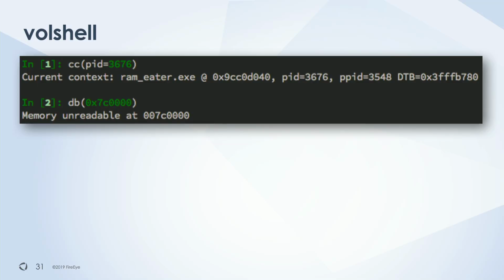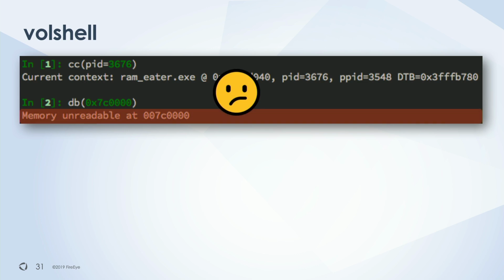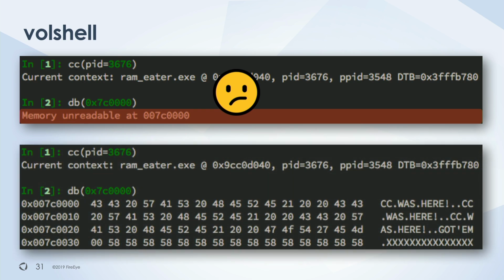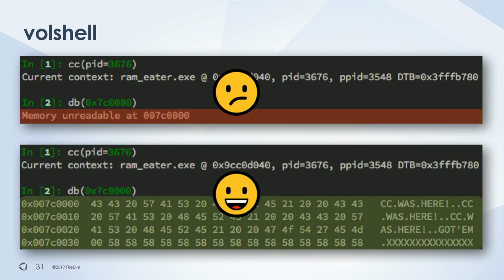So we're going to look at a plugin real quick called Volshell, which lets you change context into a process and just explore arbitrary memory. Previously, if you tried to read that address, 7C followed by 4 zeros, it was going to say, sorry, I don't know how to read that. But now with Flare's integration, you can read arbitrary memory, and if it lies in a compressed page, you can read it. Perfect. This is what I wanted. But to get here, we had to jump a few hurdles.